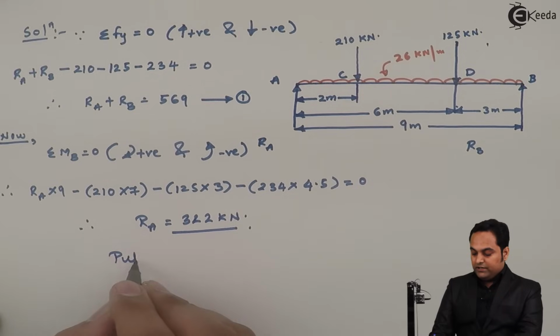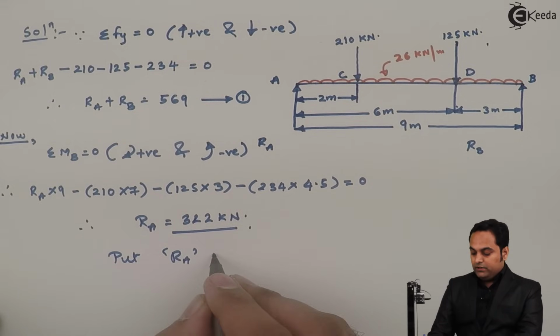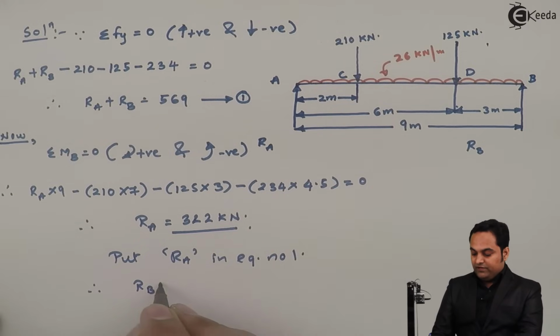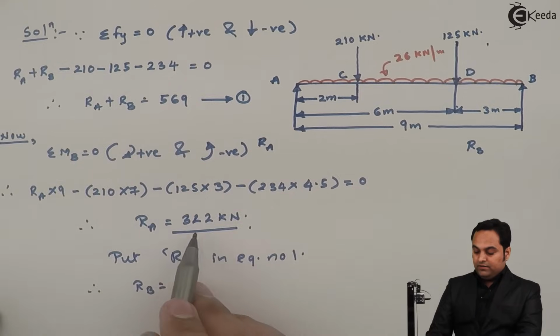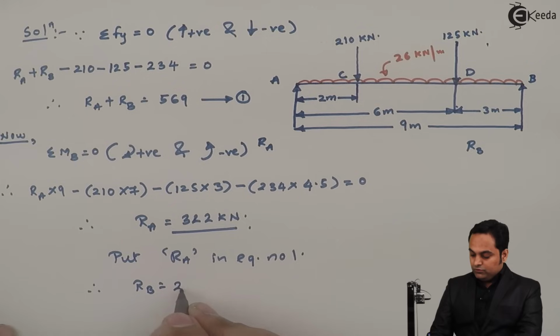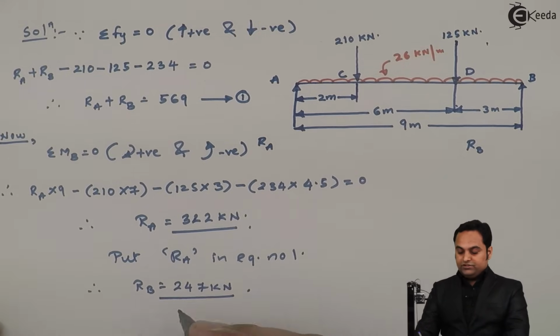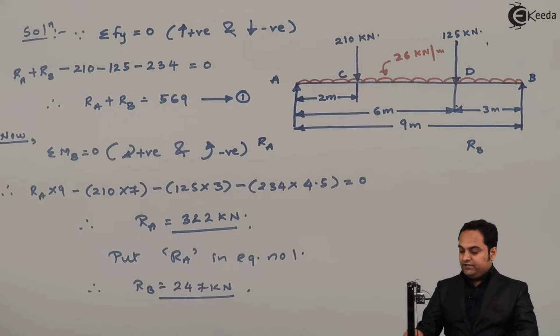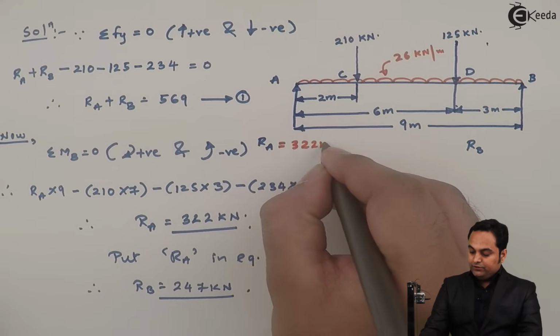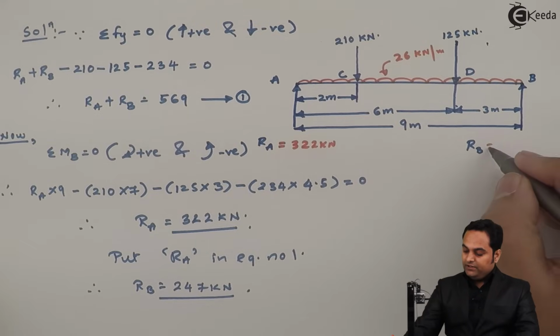So put RA in equation number 1. So therefore RB value will be 569 minus 322, and it is 247 kilonewton. So here I have found out the support reactions RA and RB. I'll write the values onto this diagram. RA is 322 kilonewton. Next RB is 247 kilonewton.